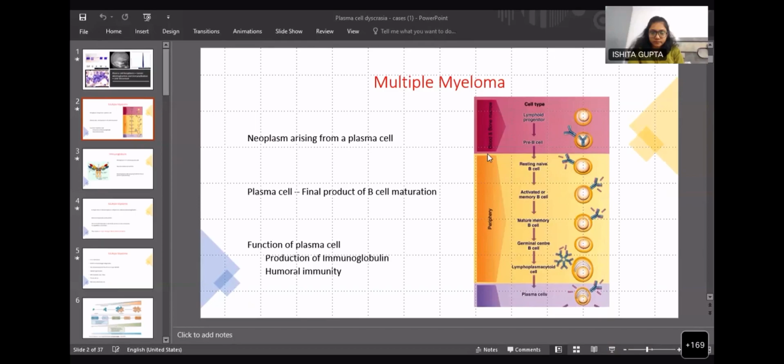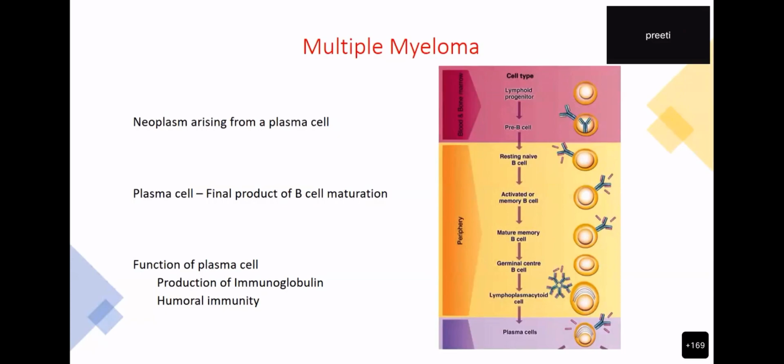Okay. So are my slides visible? Yes, sir. Pamela madam has already covered the initial pathophysiology in myeloma, so it makes my job simpler. As you already know, multiple myeloma is a neoplasm arising from a plasma cell, and the plasma cell is the final product of B cell maturation. The function of normal plasma cells is production of immunoglobulins, which contributes to humoral immunity.